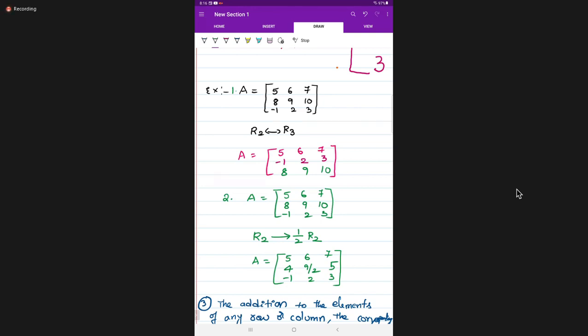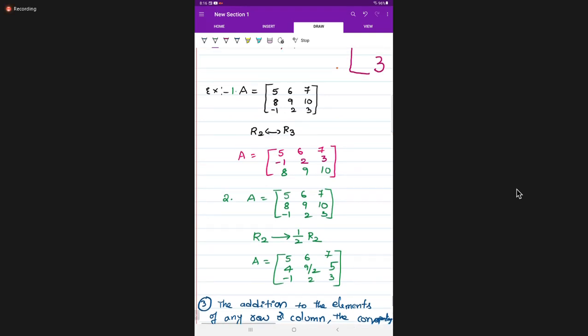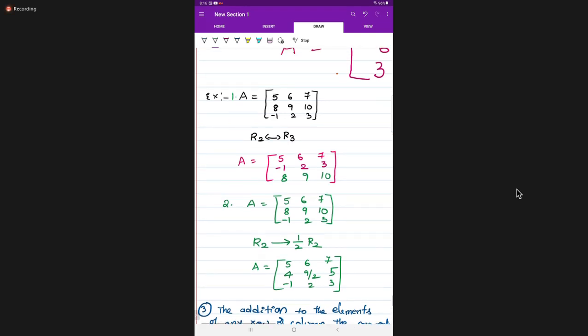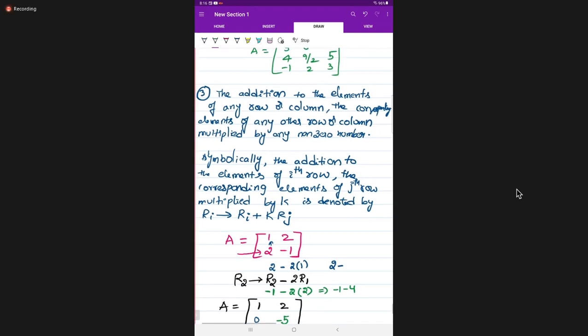Ma'am, can you show the definition, the third one? Number 3. This one only, no? No, this one, ma'am, the blue color ink you wrote now, that one. Down, ma'am. This one, yeah.